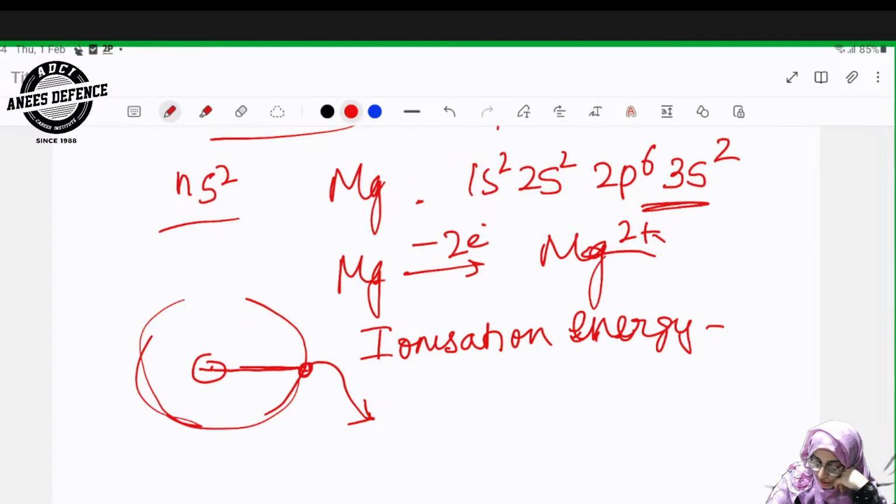So what will happen if the atomic radius increases? Ionization energy will decrease. Obviously, their attraction will become low. They can easily remove the electron. There is some attraction, right? Nucleus is positively charged. Electrons are negatively charged. So as the atomic radius increases, the distance between the nucleus and the electrons will increase, and the attraction will gradually decrease. Okay.